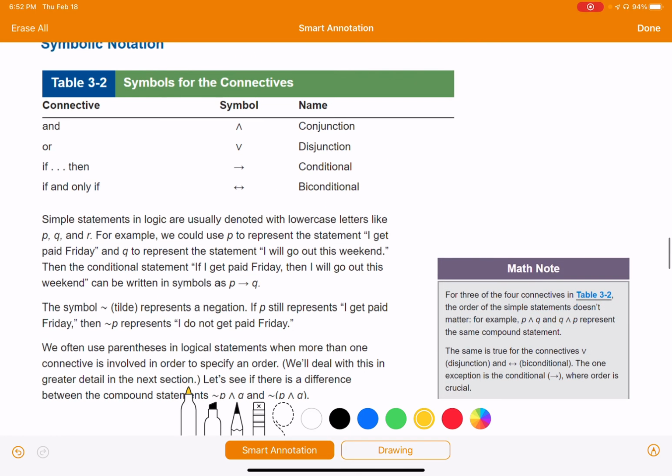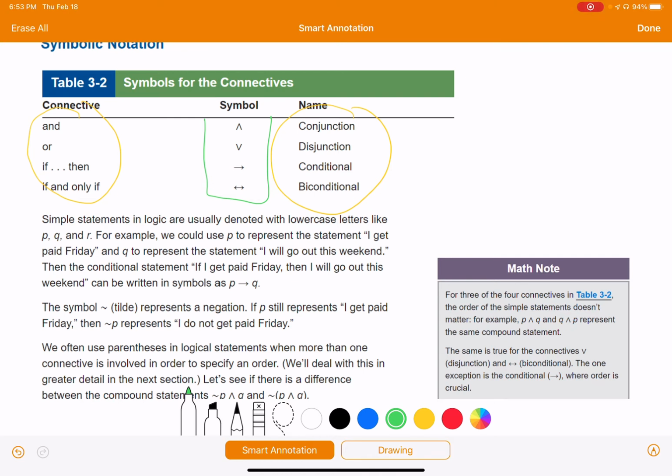All right, let's go on to talk about symbols for the connectives. We've already talked about the names of our connectives. Now we are being introduced to the symbols for our connectives. Simple statements in logic are usually denoted with lowercase letters like P, Q, and R. For example, we could use P to represent the statement, I get paid Friday, and Q to represent the statement, I will go out this weekend.